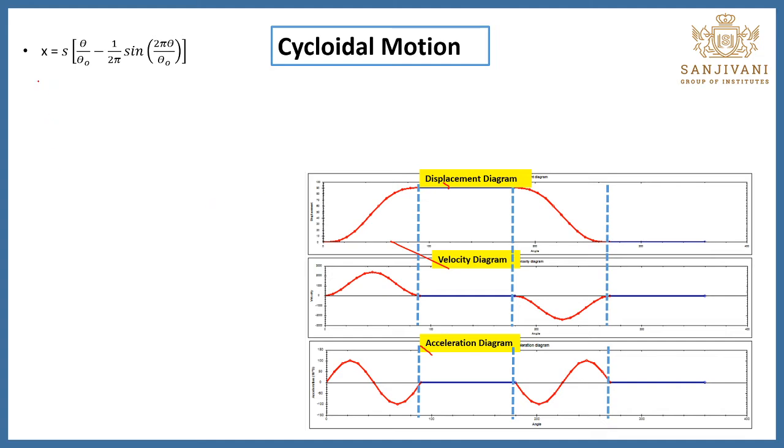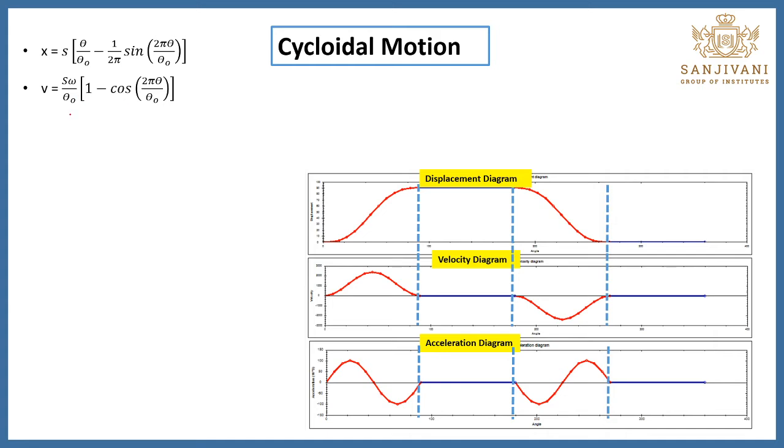This is the equation for the cycloidal motion that we know, where theta is the cam angle. Suppose I want to find out the displacement at this location. This vertical distance is the x, and that horizontal distance is the cam angle. For a particular angle, suppose we want to find out the x. This is the equation we need to follow: x is equal to S into bracket theta upon theta O minus 1 upon 2 pi sin of 2 pi theta upon theta O. If we differentiate this equation, we will find the equation of the velocity.